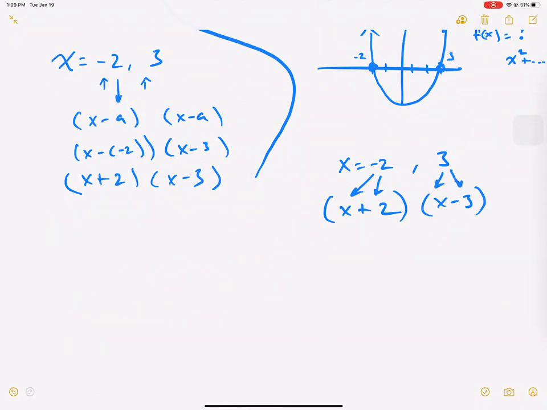Now our next step is to actually multiply these out. Now x plus 2 times x minus 3. We're going to multiply this using the distributive property.